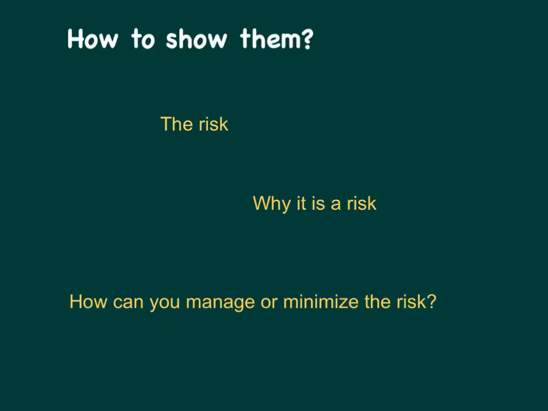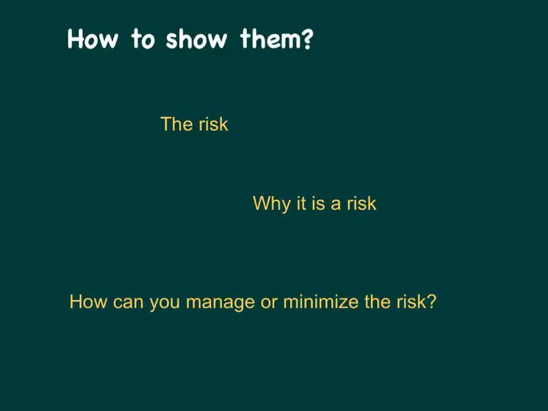Then I'd suggest you tell me why it's a risk. In other words, if it gets in my eyes, it'll cause me to go blind. Or if it gets on my skin, it will cause my skin to blister. It will burn my skin. Or I shouldn't breathe it in because it will do certain things. Right? These risks, you're telling me what the risk is, and then you're telling me why it's a risk.